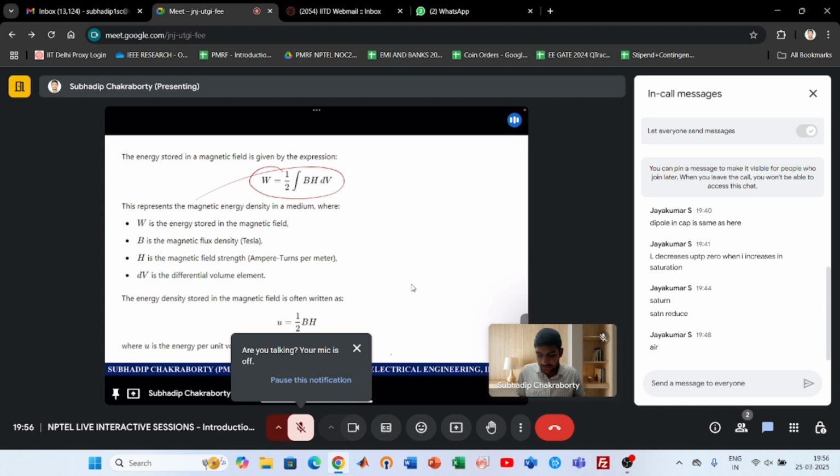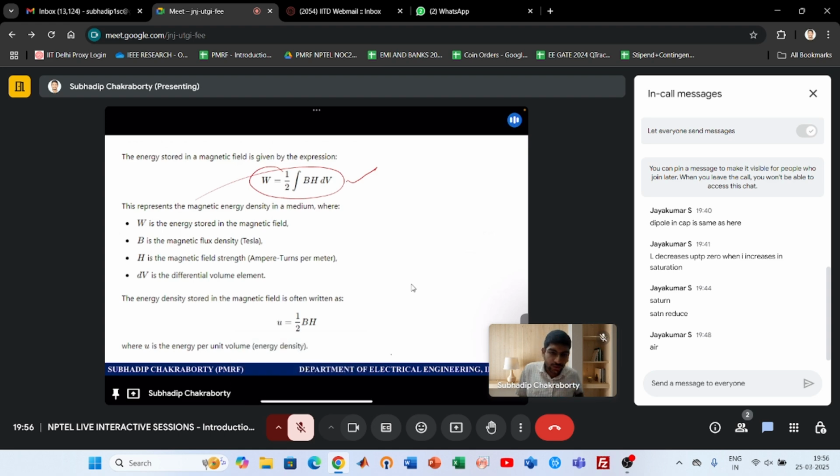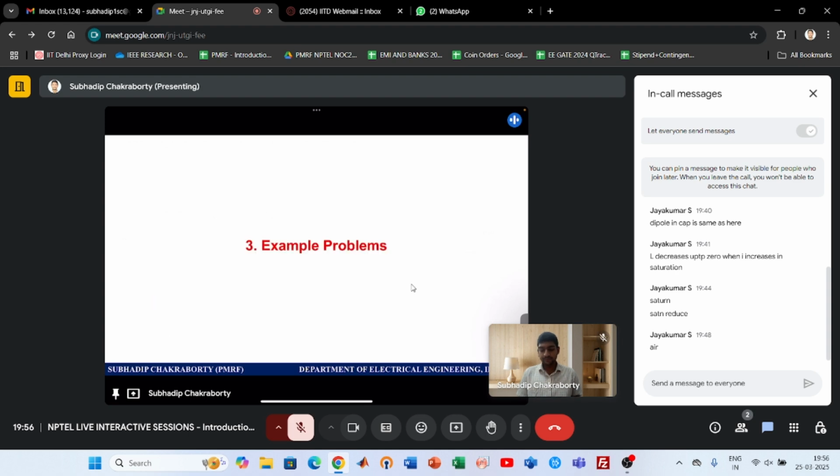Or how you can define the magnetic field, right? So this energy, I just told you how to define, okay? And from the magnetic field density, you can move to the total energy, right? This is the total energy stored, and the terms B, H are all defined, and this is the differential volume element, and you integrate. The total energy you get by multiplying with dV. And the energy density is half into B into H. I told you already, it is the energy per unit volume, so joule per meter cube, right?